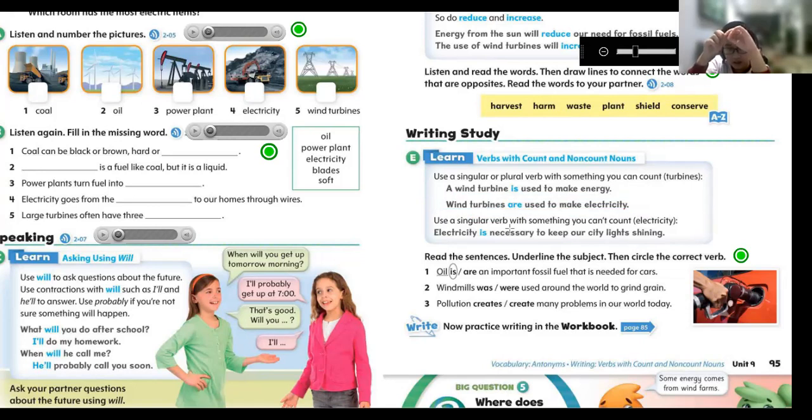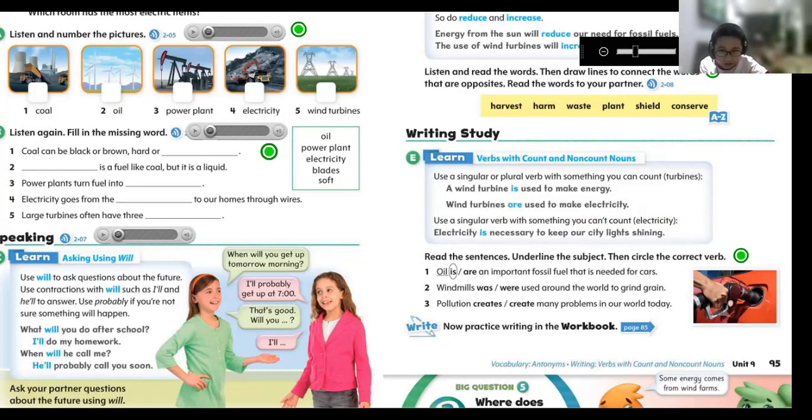Here, use a singular verb with something you can't count. For example, electricity. Can you count electricity? I cannot count electricity. So electricity is necessary to keep our city lights shining. Again, use a singular verb with something you cannot count, just like electricity, water, what else? Hair. Now here I want you to read the sentences, underline the subject, then circle the correct verb.